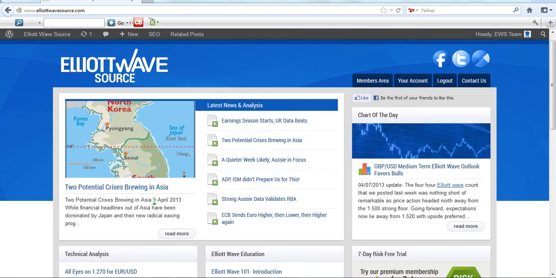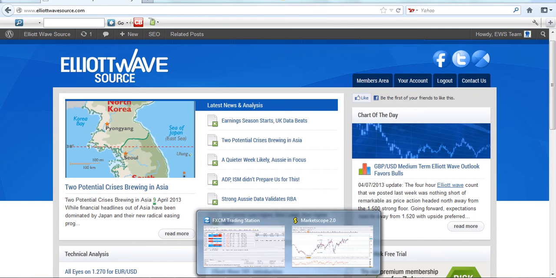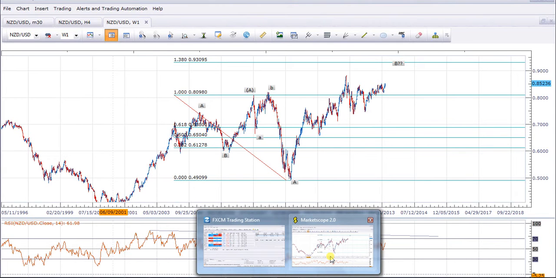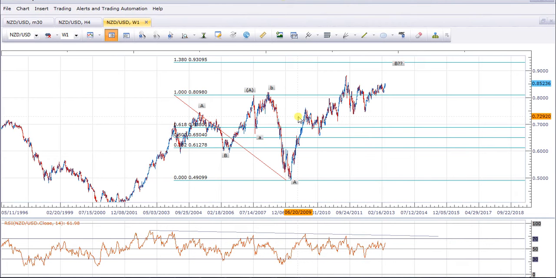Today is April 10th, 2013, and I'll be covering two pairs for you guys today, the Aussie and the Kiwi. Starting out with the Kiwi, we see on the weekly chart that prices have been moving up in one direction for some time now, which would indicate to us that this is a corrective wave. Also, if you look at the RSI, we see some divergence within this pair as well. So we should see prices selling off sooner than later.